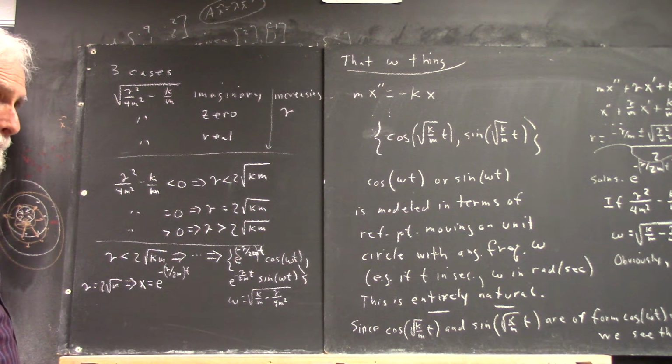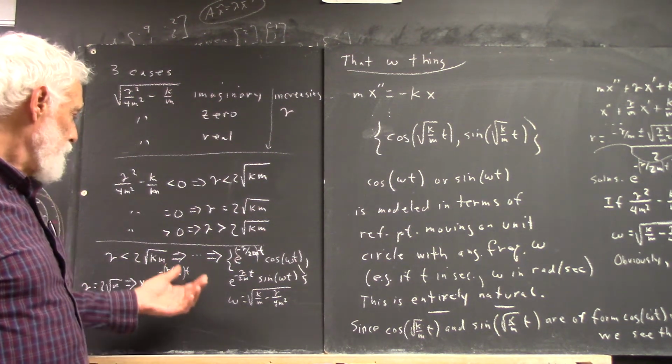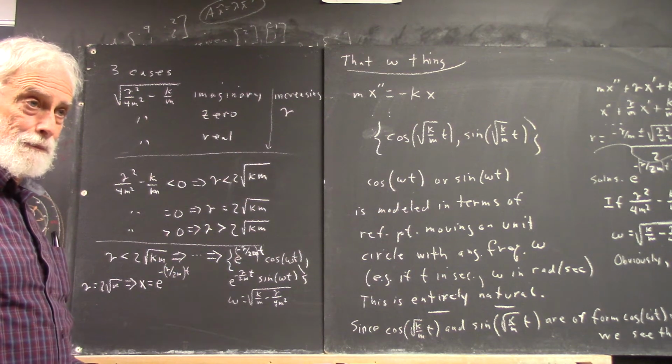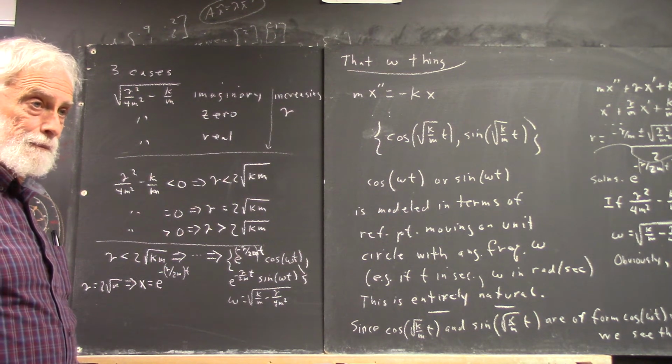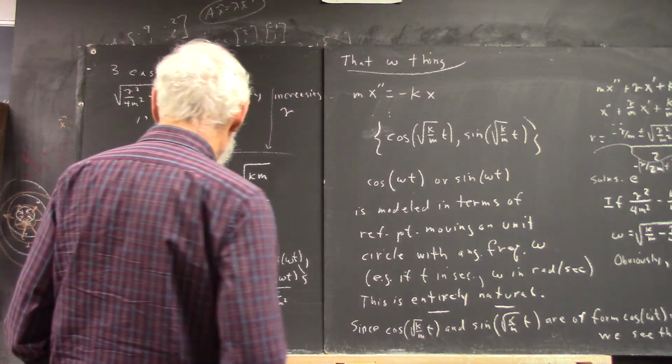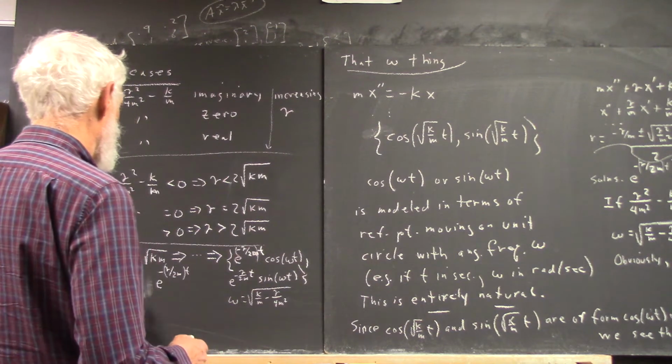Okay? So you could also have, it turns out, a t e to the negative gamma over 2m times t. Okay? And you run through the reduction of order thing.